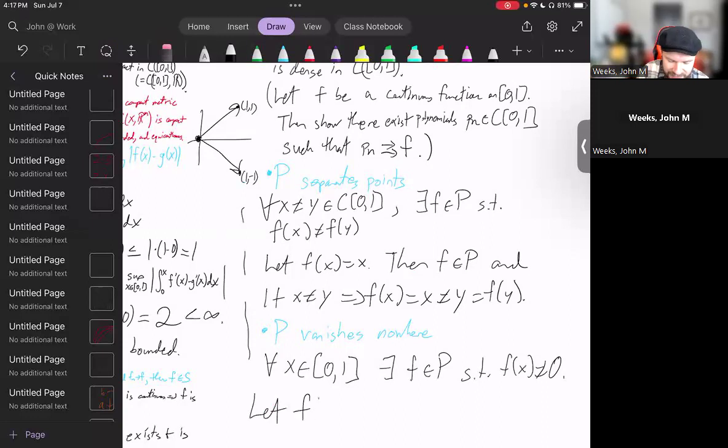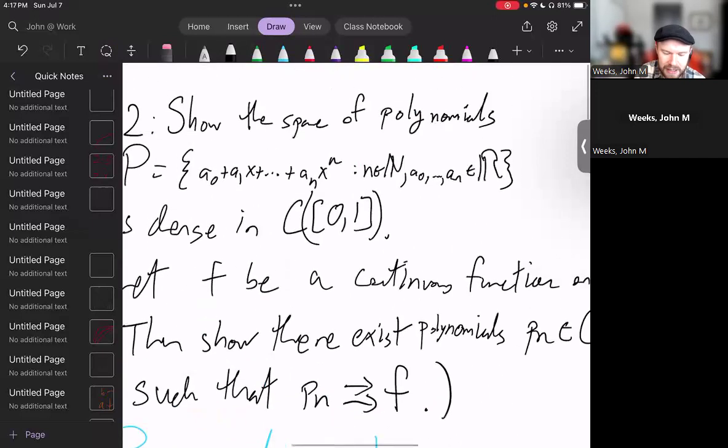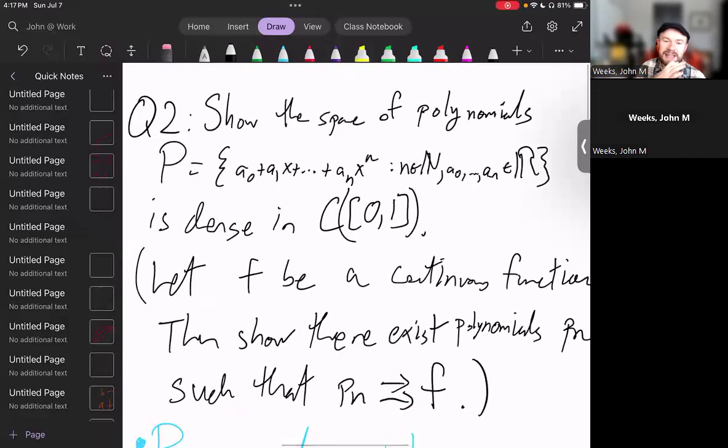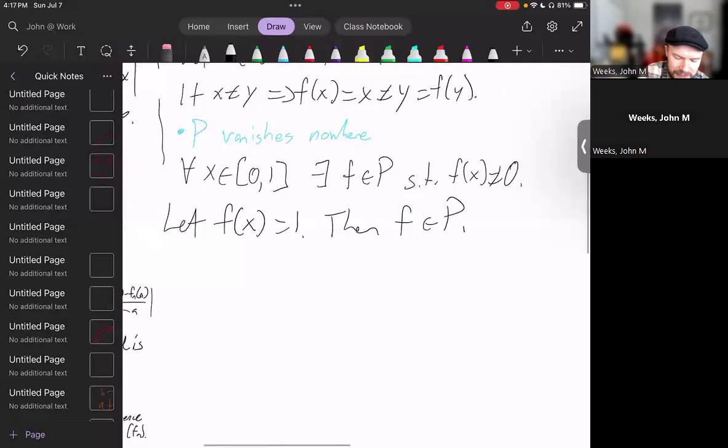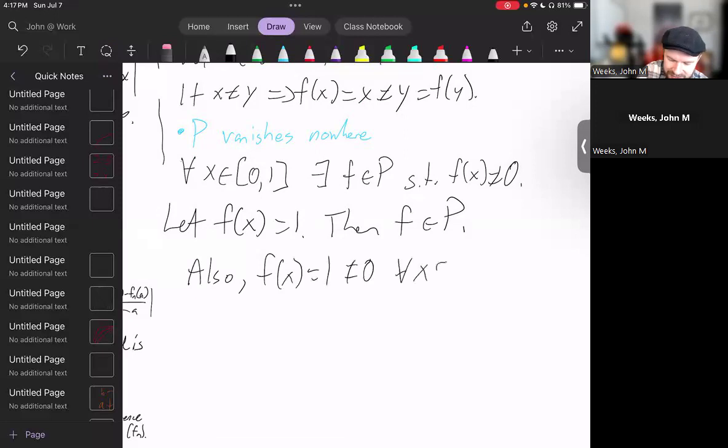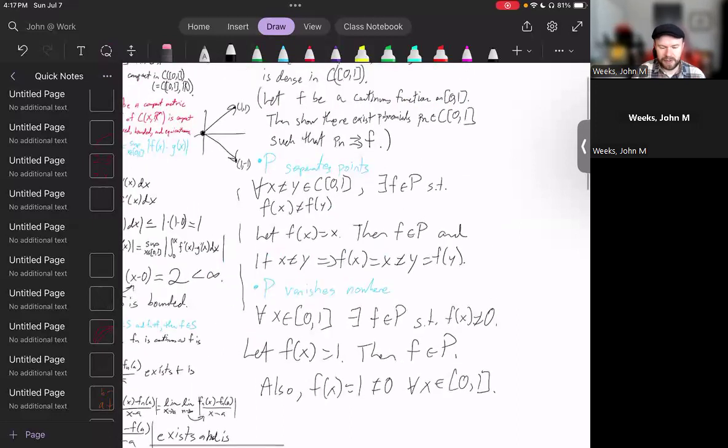Let f of x equal 1. Then f is in P. This is a degree 0 polynomial and is very much in the definition of polynomials that we had to begin with. This is where a sub 1 through a sub n are all set to be 0 as constants, and a sub 0 is equal to 1. Then we have f is in P, also f of x equals 1, which is not equal to 0 for all x inside of 0, 1. And that shows us that P indeed vanishes nowhere. So that gets us where we would like to be for this point.